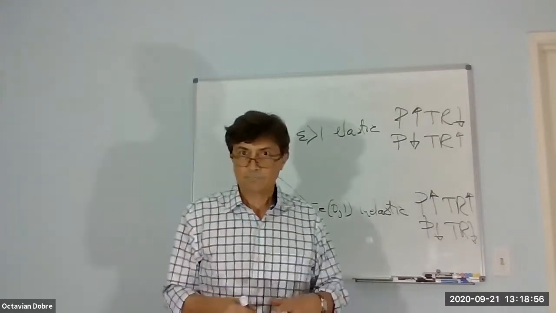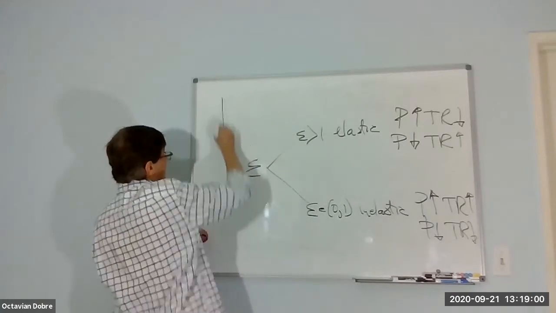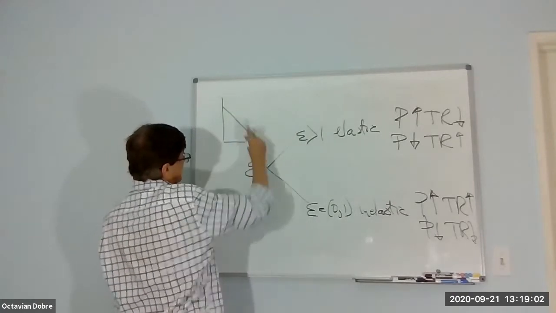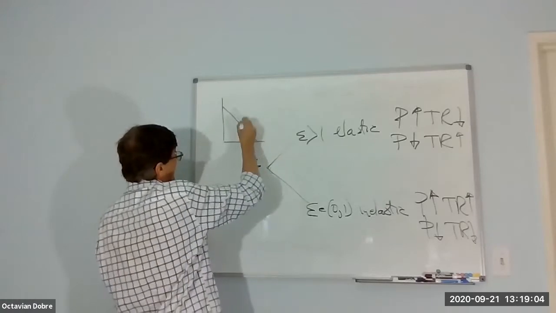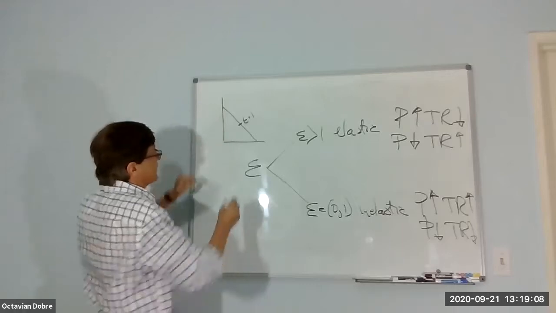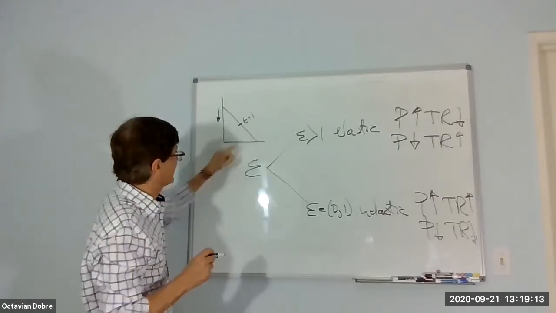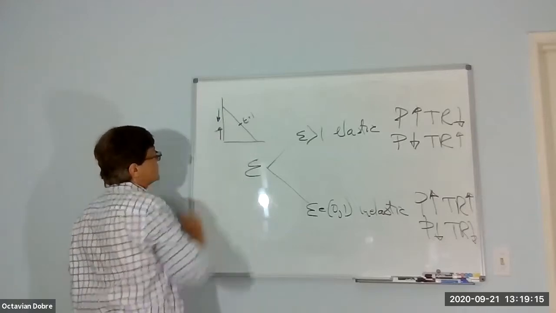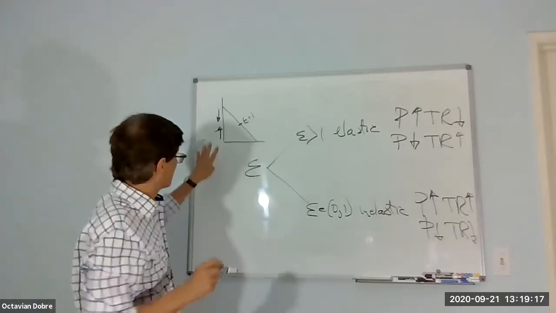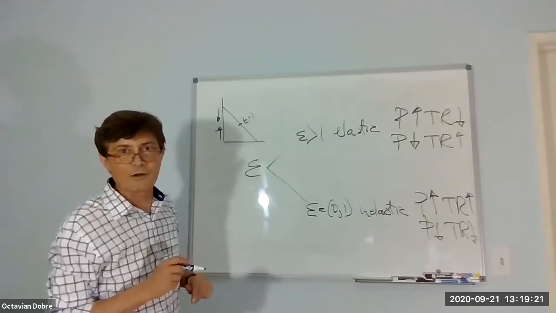So on a demand curve, on this portion of the demand curve, you want to lower the price. On this portion of the demand curve, you want to increase the price. If price goes up, total revenue goes up. If price goes down, total revenue goes up.